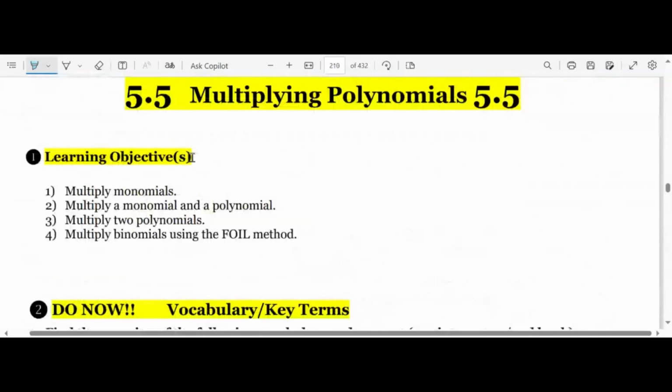Now we're going to go to section 5.5. Read them, Muhammad. Multiplying polynomials. Learning objectives. 5.5. Multiplying polynomials.